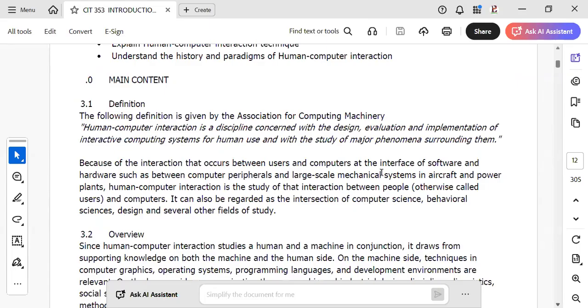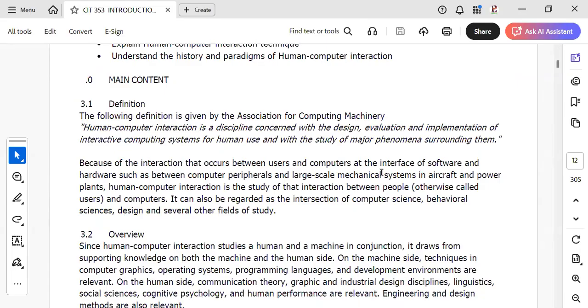Okay, so human-computer interaction is a discipline. That is the first thing. And its concern is design, evaluation, and implementation of interactive computing systems for human use, and with the study of major phenomena surrounding them. That is the whole idea of human-computer interaction. The first thing we have to digest is that it is a discipline, just like science, arts, and the rest of them. On its own it is a discipline.